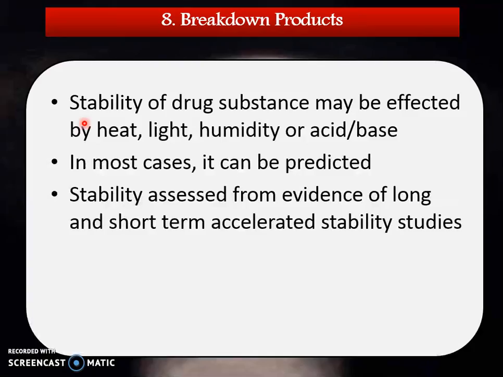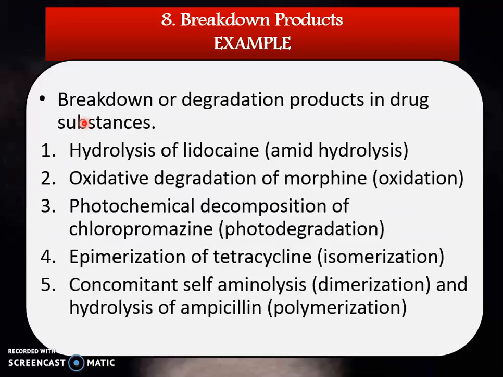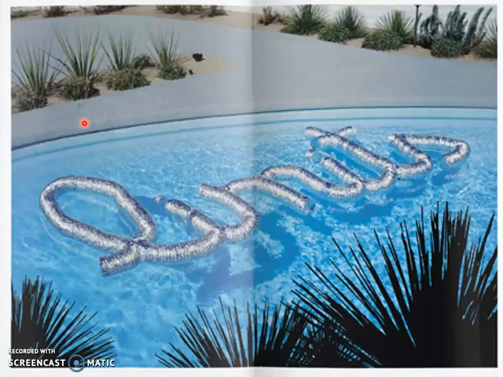And the last source of impurities is breakdown of products. This is when stability of the drug fails, so there is degradation of products or breakdown of products. So these are some examples.